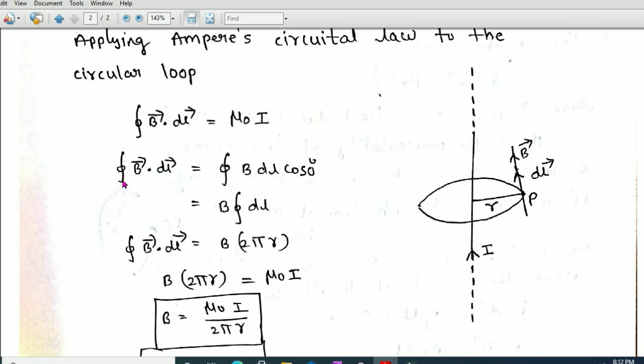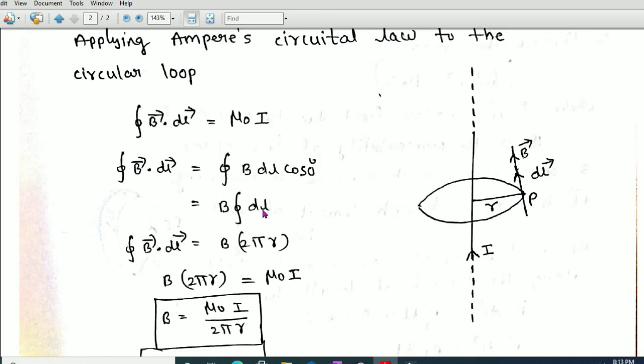Now, the line integral of B bar dot dl bar is equal to the integral of, by the dot product formula, B into dl into cos theta. Like A bar dot B bar is equal to AB cos theta, similarly B bar dot dl bar is equal to B dl cos theta, where B is the magnitude of B bar and dl is the magnitude of dl bar. Here already we have discussed that at point P both B bar and dl bar are in the same direction. When both are in the same direction, the angle between them is 0, and cos 0 is 1.